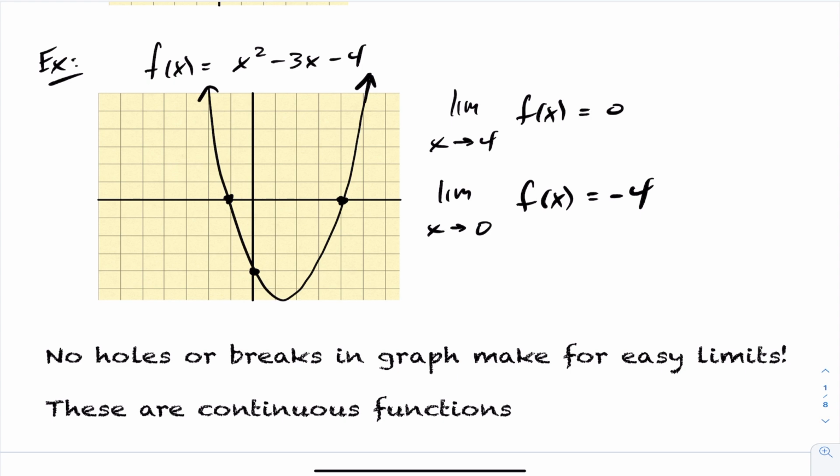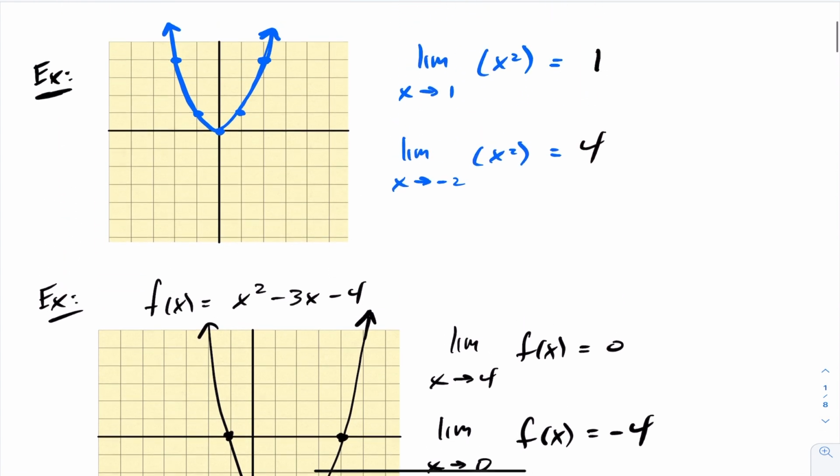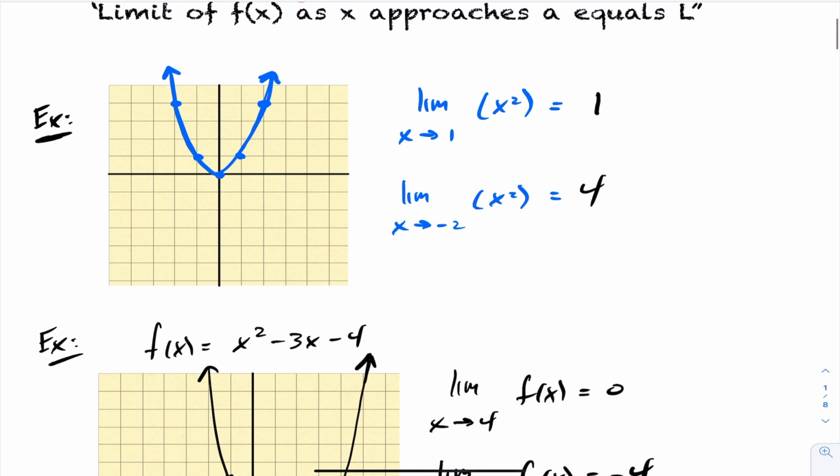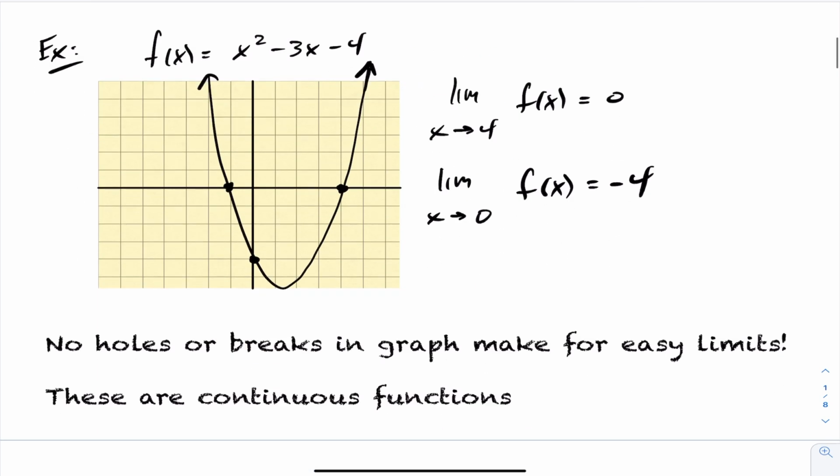After these two examples, you might come to some conclusions. You make the observation that to calculate the limit, I really just had to sub the 1 into here and the negative 2 into here to get these values. And likewise with this example, I just had to evaluate f at 4 and f at 0. Well, there's a reason for that.